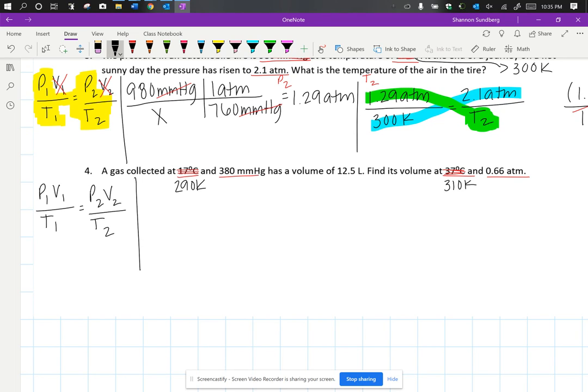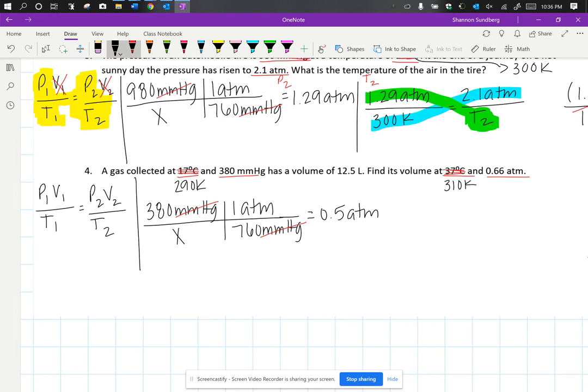Since 380 was the first pressure I hit, I'll just convert that to atmospheres. And again, 1 atmosphere is equal to 760 millimeters of mercury. We'll lose some units. And then 380 divided by 760 in your calculator is going to get you 0.5 atmospheres. Okay. So I'm going to cross this off so I don't confuse myself while I'm writing it down.